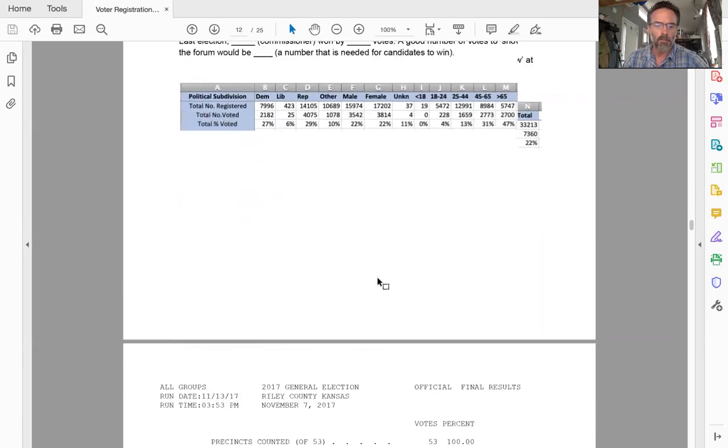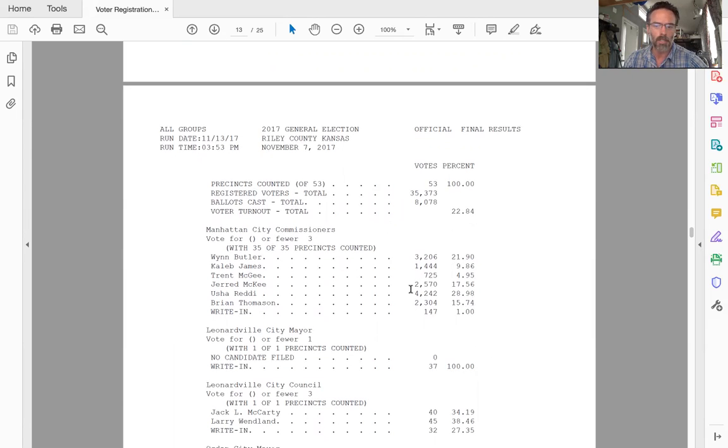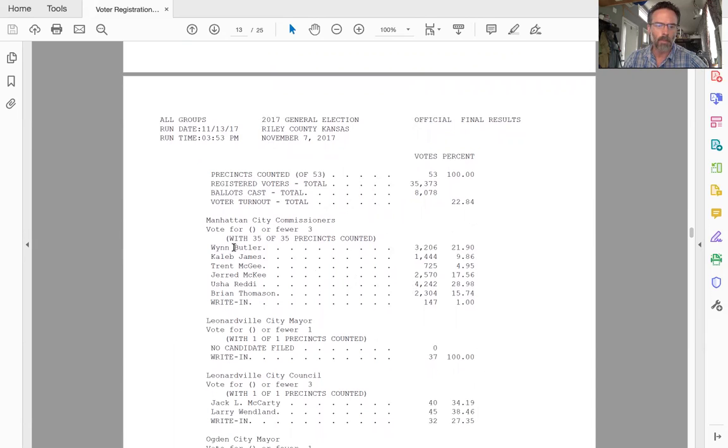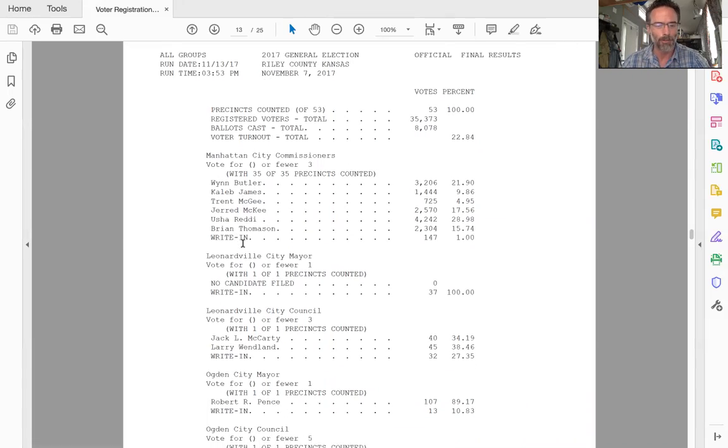The other data that you'll find in here is the actual vote counts for the city commission candidates, and how many votes they got. And you'll know based on who's sitting on the city commission right now who the winners were.